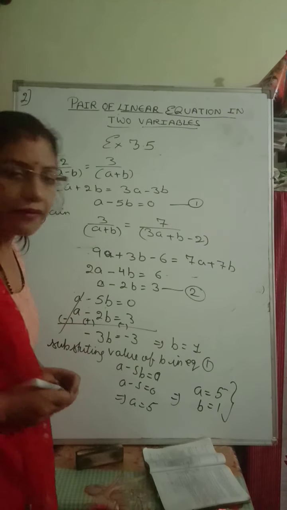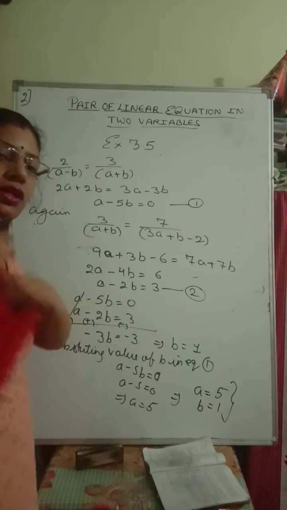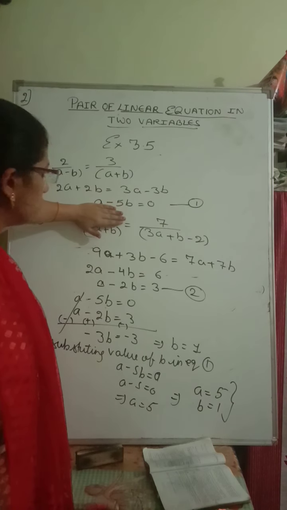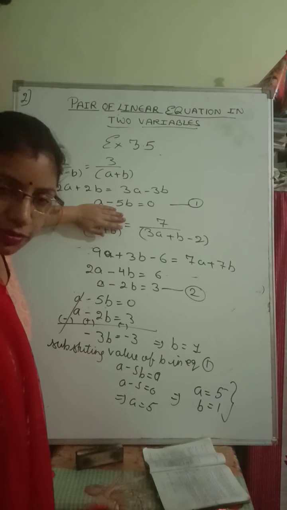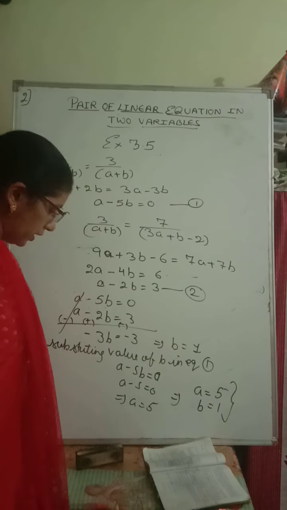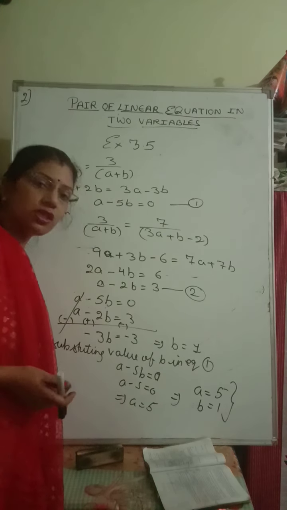Okay, so we have the two values of a and b. This was the question: find the value of a and b. We cannot solve it by the cross multiplication method because we are not given the variables x and y here. Okay, so we have done question number 2.